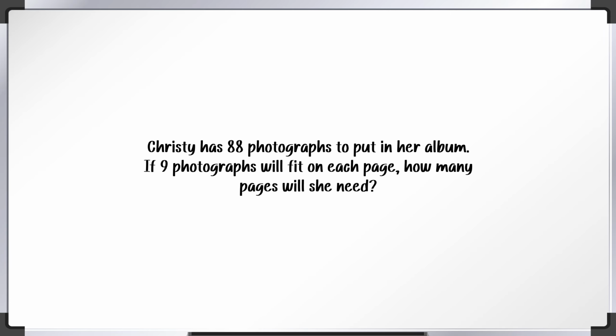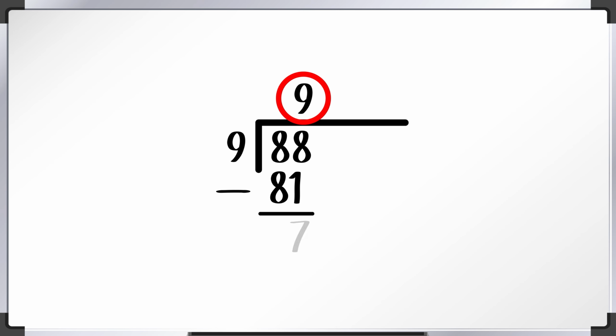Here's what's happening. This problem involves division with a remainder. If you have 88 photos and you put 9 photos on each page, you need to figure out how many pages or groups you need. When students divide, they see the quotient as 9 and circle it, but they ignore the remainder of 7.